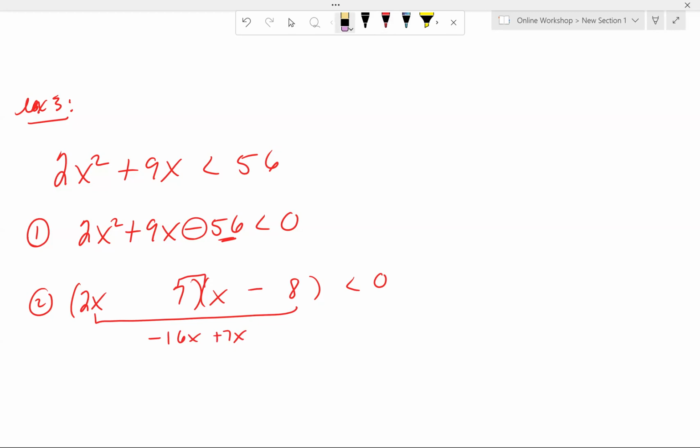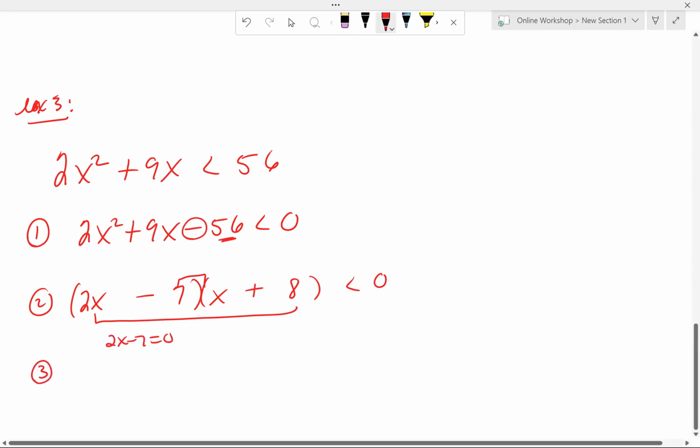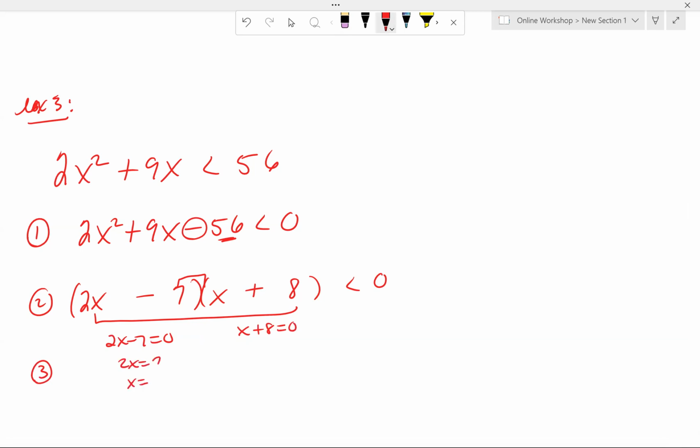I need a positive. So therefore, I'm going to try switching the signs. Now I have a positive 16x for the outer term, -7x for the inside, and that gives me a +9. So I now have the correct factors. Step 3, set each of these equal to 0 to get your critical points. Add 7 and divide by 2. So x would be either 7/2 or -8.